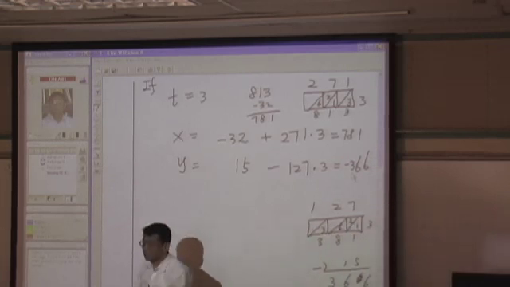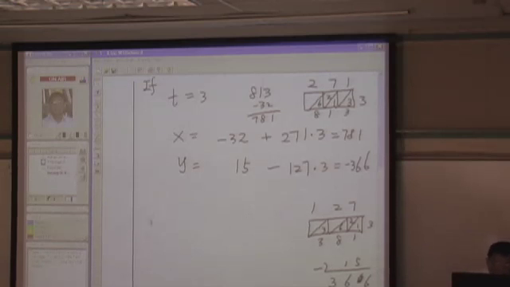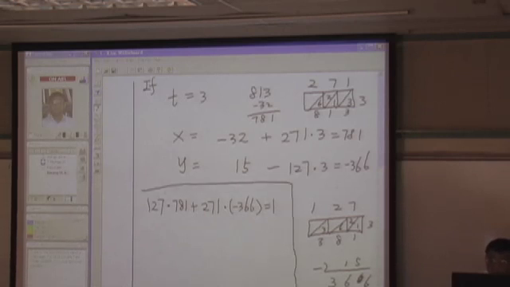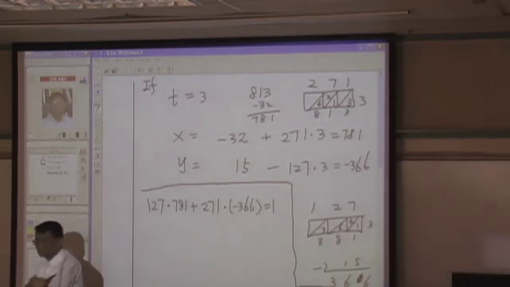So I got this result. And let's check whether this is really a solution or not. So I want to claim this: 127 multiplied by 781 plus 271 multiplied by minus 366 equals 1. This is the one I want to show. Before beginning to calculate, if you have a question, ask me. If you don't, then I will begin to calculate to show you.